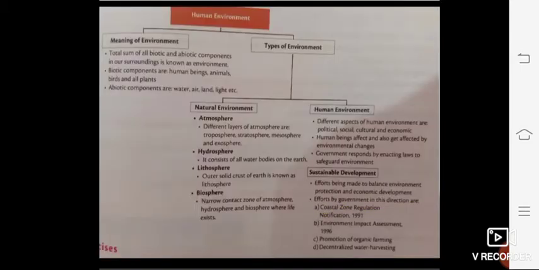We will go through the concept map of this lesson. It is there in your textbook also. Please go through it for better understanding. First, we will understand the meaning of environment. The environment comprises the biotic and abiotic surroundings.